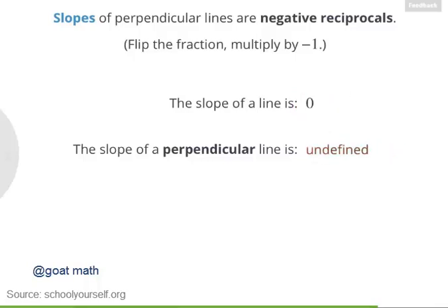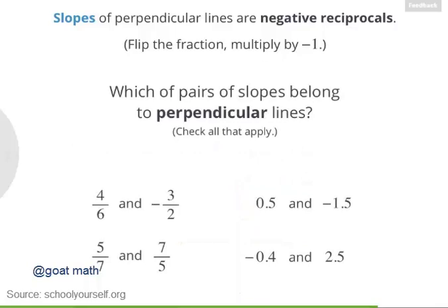But it turns out that lines with a slope of 0 and a slope that's undefined are still perpendicular. Here's a line with slope 0. It's a horizontal line. And vertical lines have an undefined slope. So sure enough, these two lines are perpendicular. For your final challenge, try identifying which of these pairs of slopes belong to perpendicular lines.